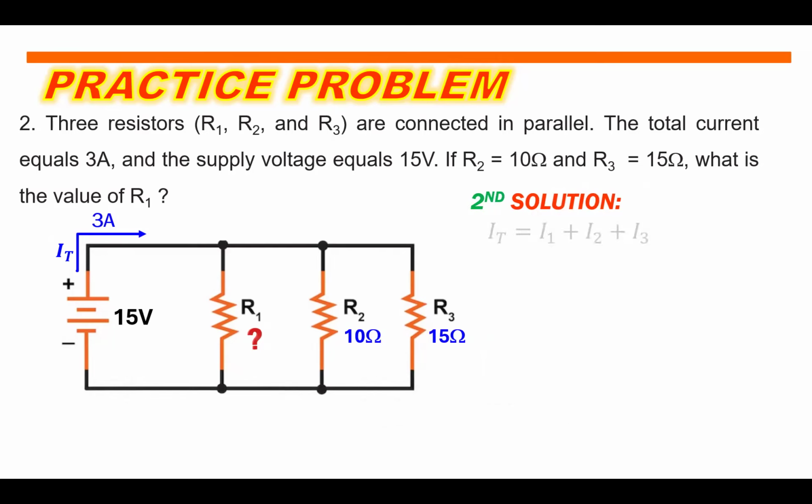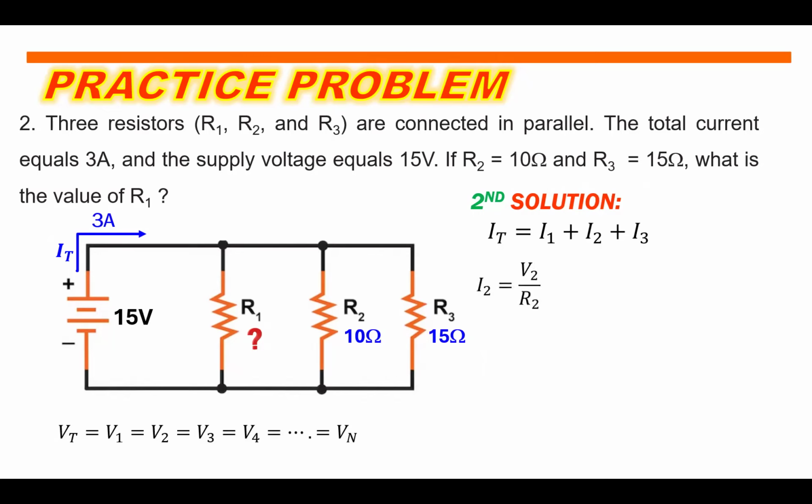For the second solution, using the characteristics of the parallel circuit, the total current is equal to I sub 1 plus I sub 2 plus I sub 3. We also know that one of the characteristics of the parallel circuit is that the voltage is the same throughout the circuit. The total voltage is equal to V sub 1, equal to V sub 2, equal to V sub 3, and so on.